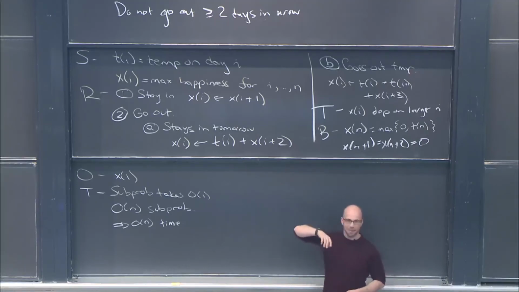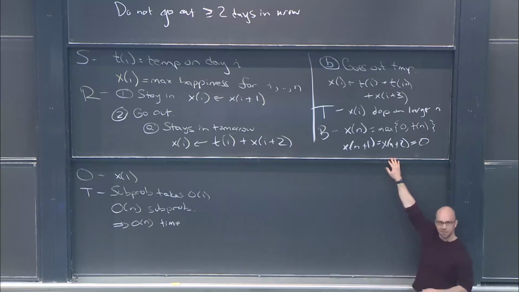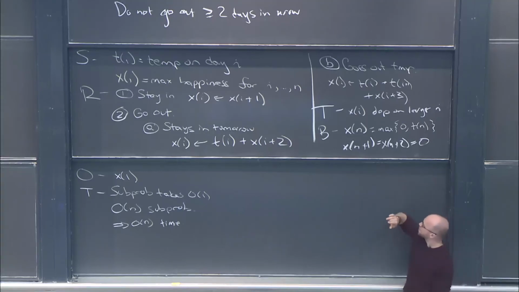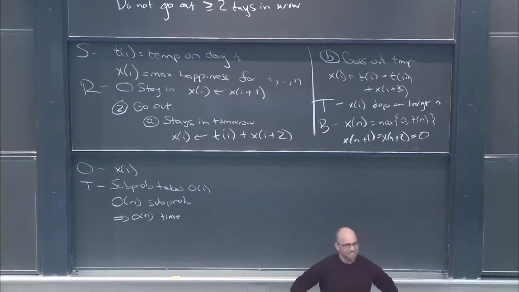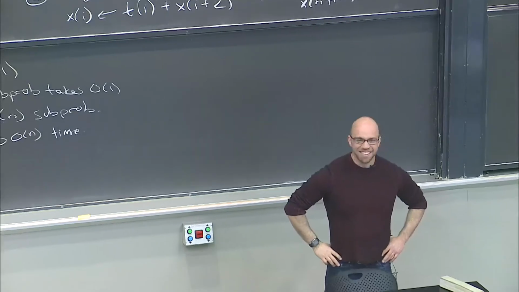That's absolutely right. So I could add a third day after the end of this thing, which also has value 0. Or, by the way, I could just say in my code, if i is bigger than n, return 0. That's the same thing. And then I don't have to worry about that xn case. Yeah, these are the same. To each their own. Fabulous question. Any others that I can answer while we're at it?